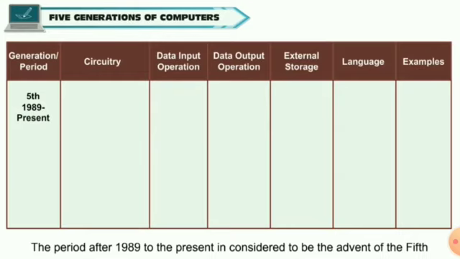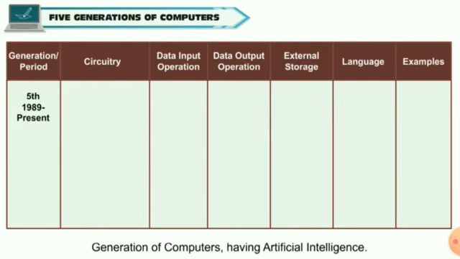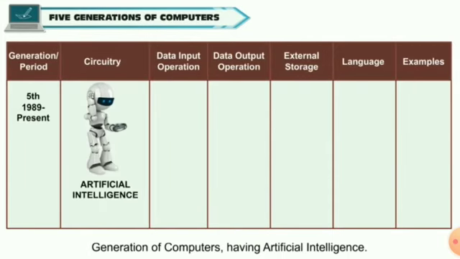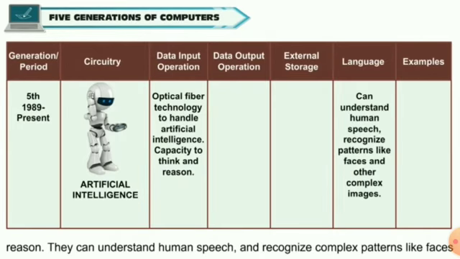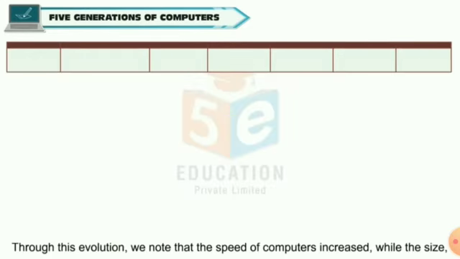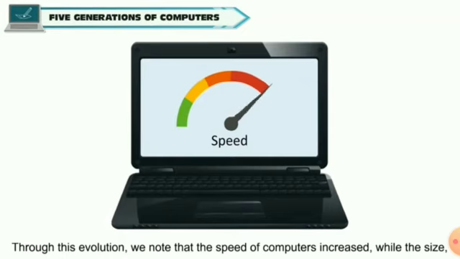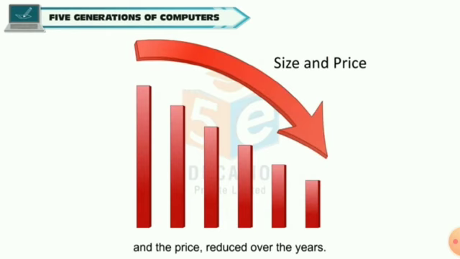The period after 1989 to the present is considered to be the advent of the 5th generation of computers having artificial intelligence. These computers use optical fiber technology to enable AI and are able to think and reason. They can understand human speech and recognize complex patterns like faces and images. Through this evolution, we note that the speed of computers increased while the size and the price reduced over the years.